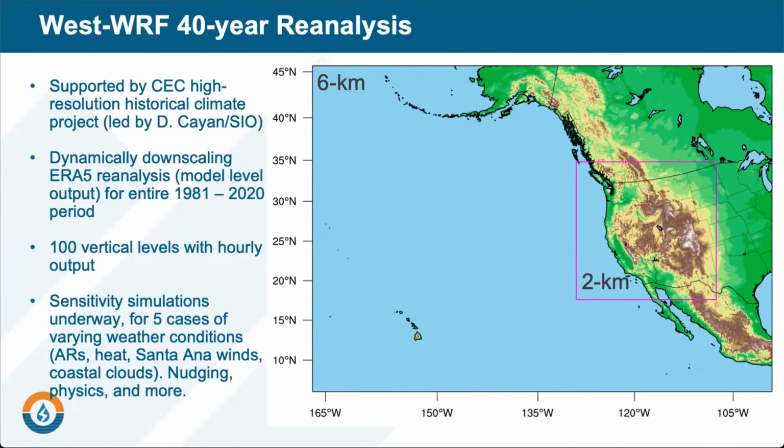You can see the model domains on the right there are 6 kilometers through most of North America and then Eastern Pacific, and then a 2-kilometer domain over much of the Western U.S. We're still running sensitivity simulations on these for a variety of cases, and we hope to start production on this within the next 1 to 2 months or so.